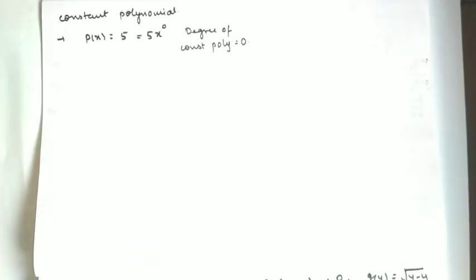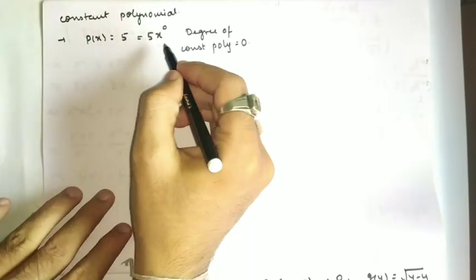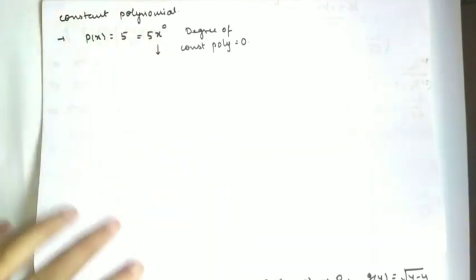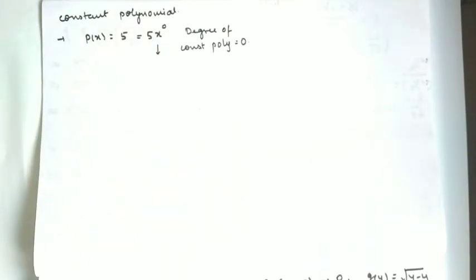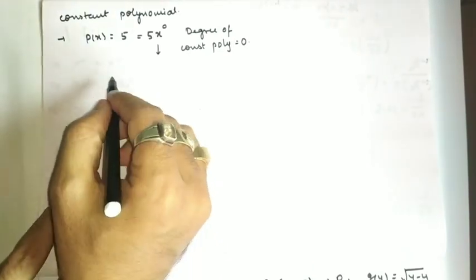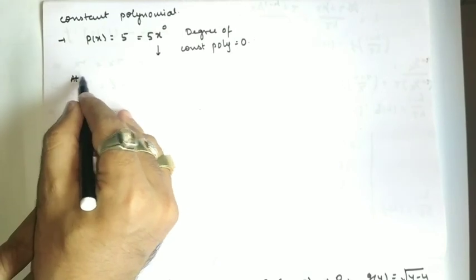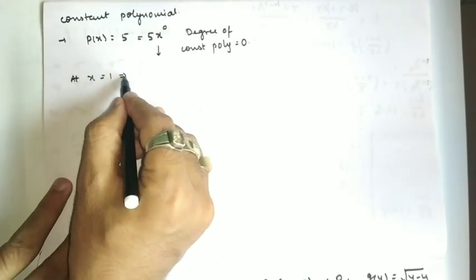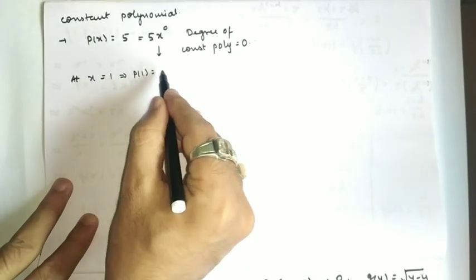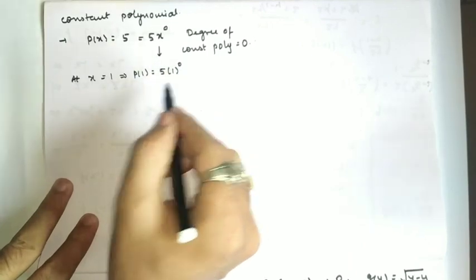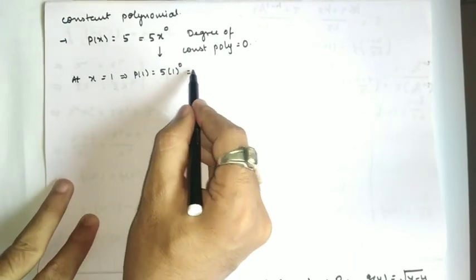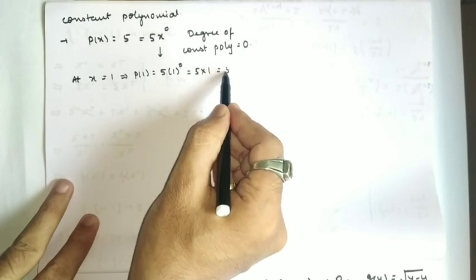Now, how can we identify the zero of a polynomial? If I tell you to replace x with any value, you can take x equals 1, 2, 3, 4, 5, 6, whatever you want. Let me say at x equals 1, p of 1 equals 5 into 1 raised to 0. Now 1 raised to 0 is 1, so 5 into 1 is 5.